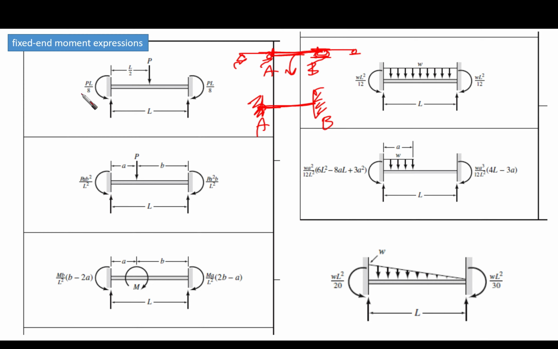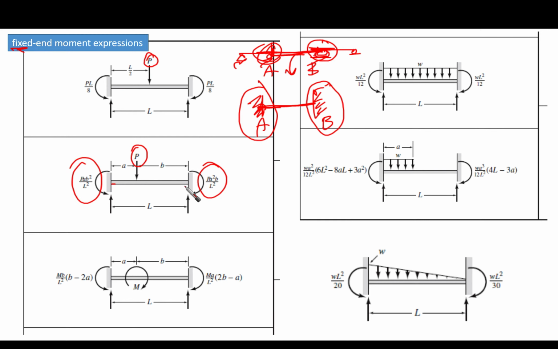From here comes the word fixed. Fixed end moments means that there is continuity here, so a moment is going to be developed above the support and we are going to deal with this section as if it is fixed. Then we found that we can put different shapes of the beam with different loading conditions, and we can get the fixed end moments at the two ends of the beam.